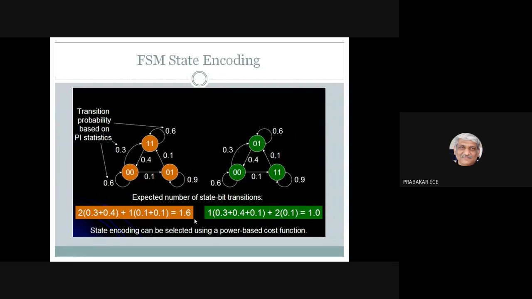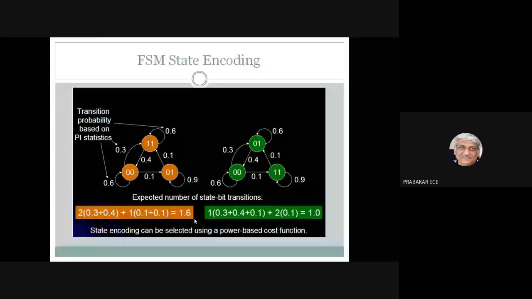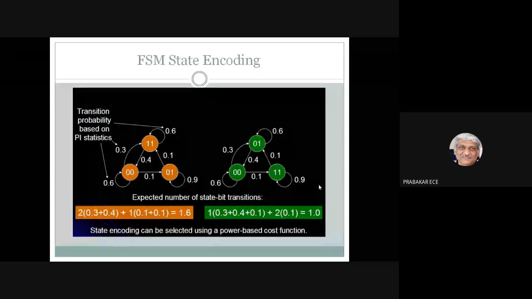So here I have taken a very simple FSM, a finite state machine, and assuming a very low probability, with this small circuit itself, instead of 1.6 transitions, I can have 1 transition for every state change. So this is the FSM state encoding itself. We can get some higher power saving.